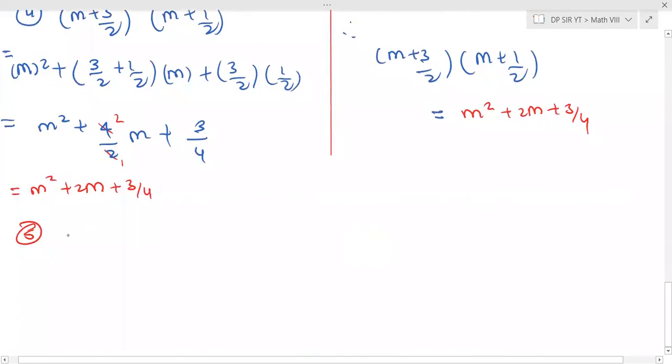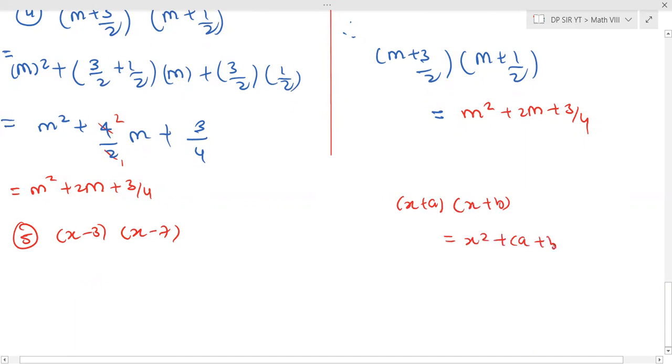And let's come to the last question for today, that is x minus 3 and x minus 7. We are again going to use the same formula, x plus a and x plus b, which is equal to x square plus a plus b times x plus ab.